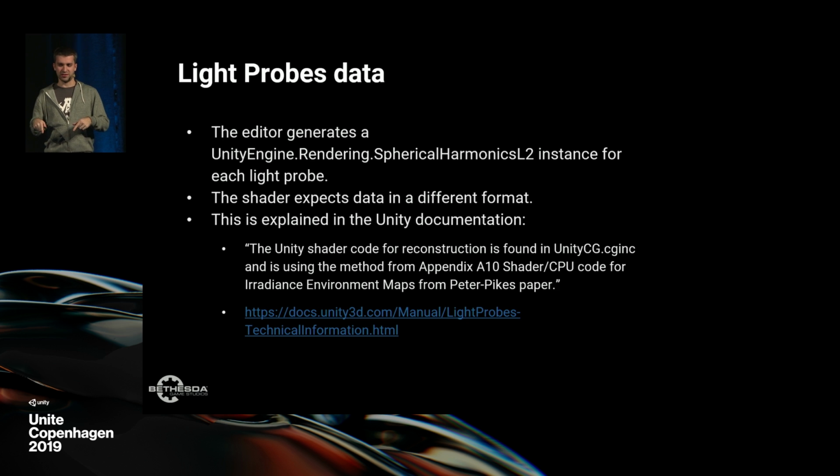This is actually explained in a small blurb in the Unity documentation that references a paper by Peter Pike Sloan, and it mentions Appendix A10. And Appendix A10, if you actually look at that paper, contains the exact formulas that you need to transform a spherical harmonics L2 into the format that the shader expects. So it was our missing link in that system.